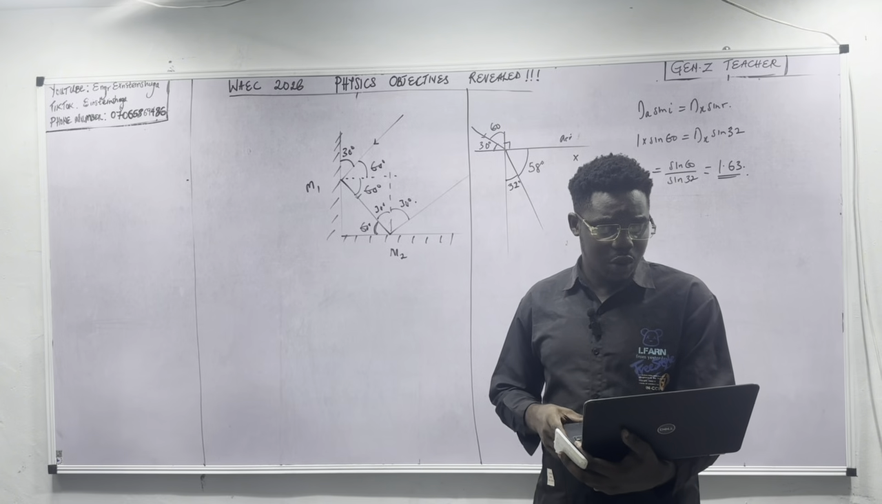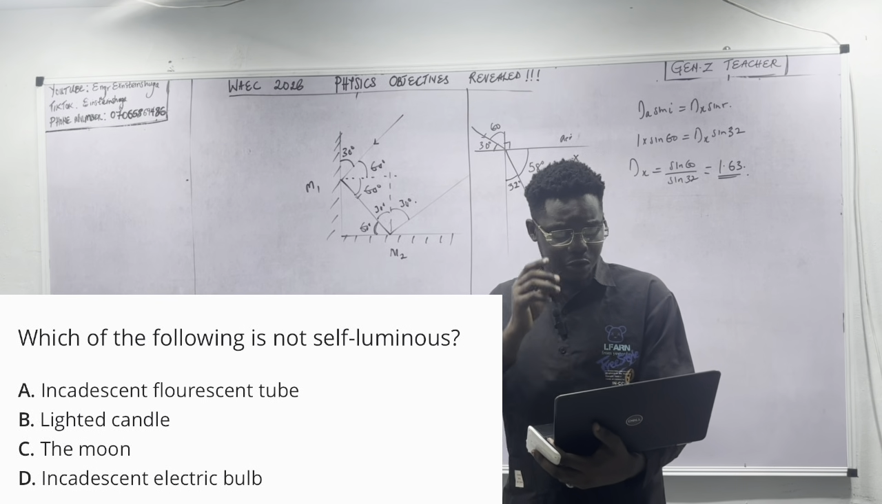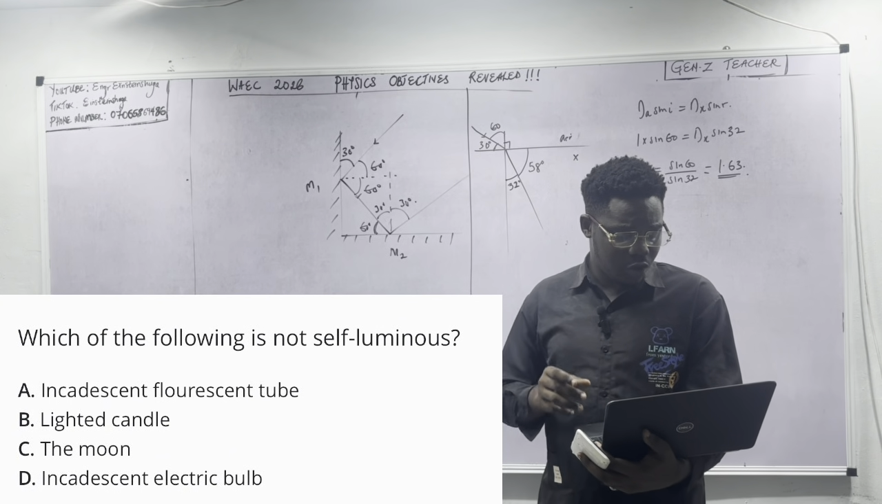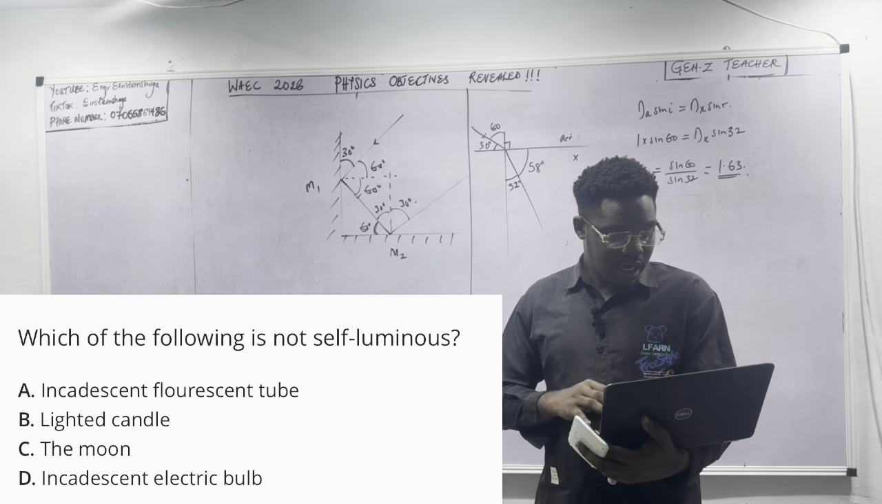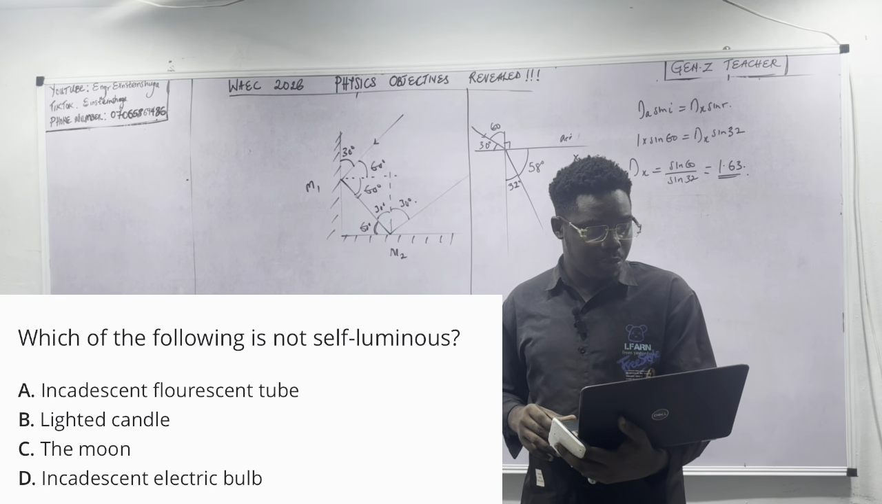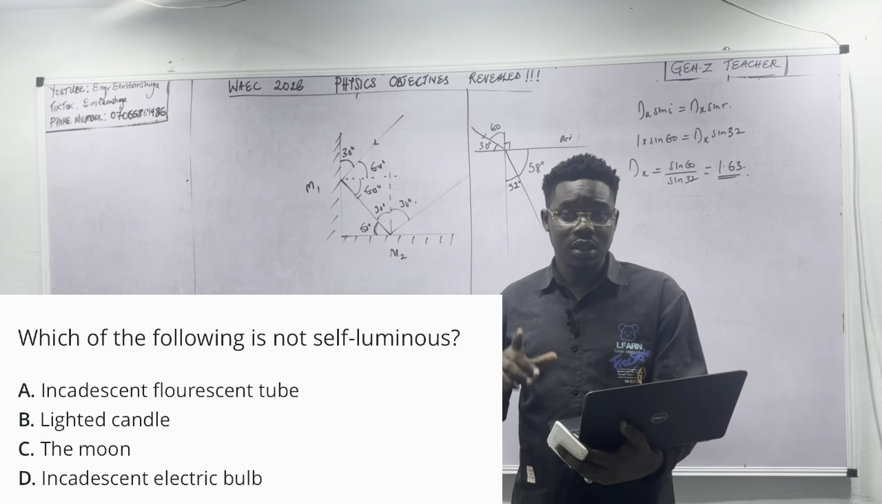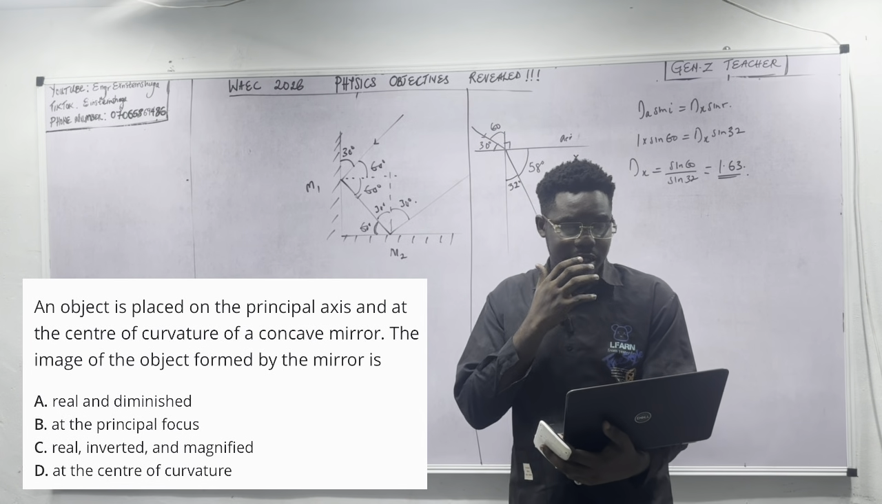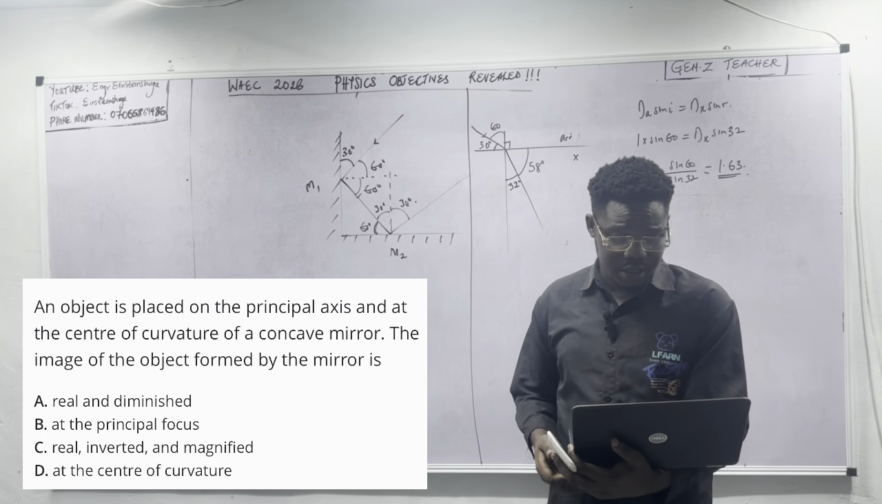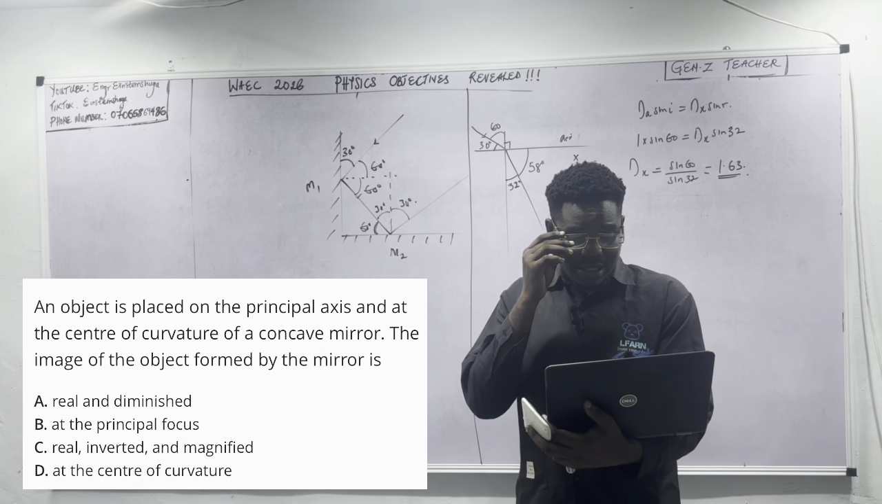Number 25 says, which of the following is not self-luminous? A, incandescent fluorescent tube, B, the lighted candle, C, the moon, and D, incandescent electric bulb. The answer here is the moon. The moon is non-luminous.